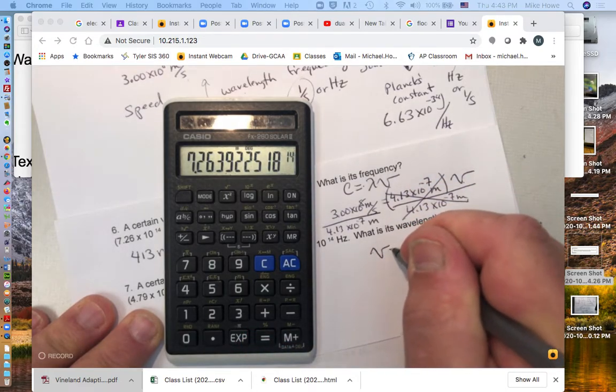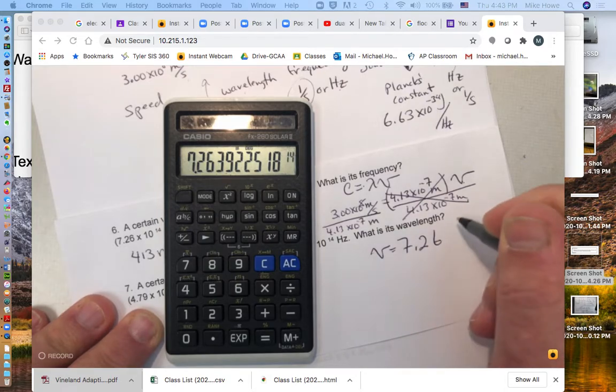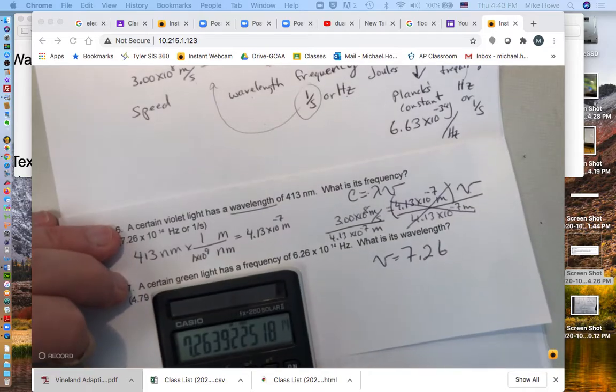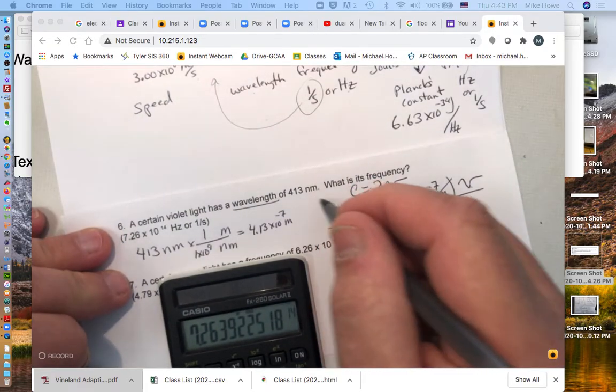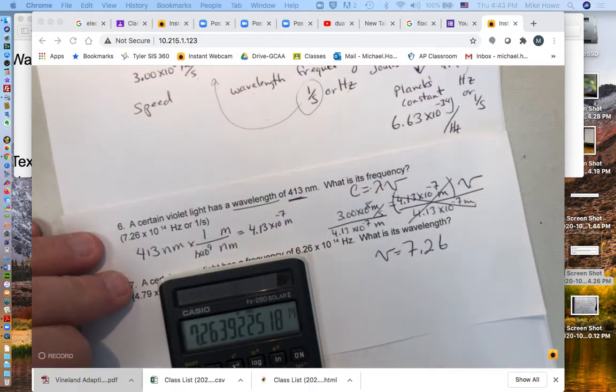So frequency is equal to 7.26. Now you know that your calculator gives you all these numbers, but they're not right. We've been studying significant figures and learning why they're not right. So you round off so that your answer has no more sig figs than the factor with the least, and that's 413.